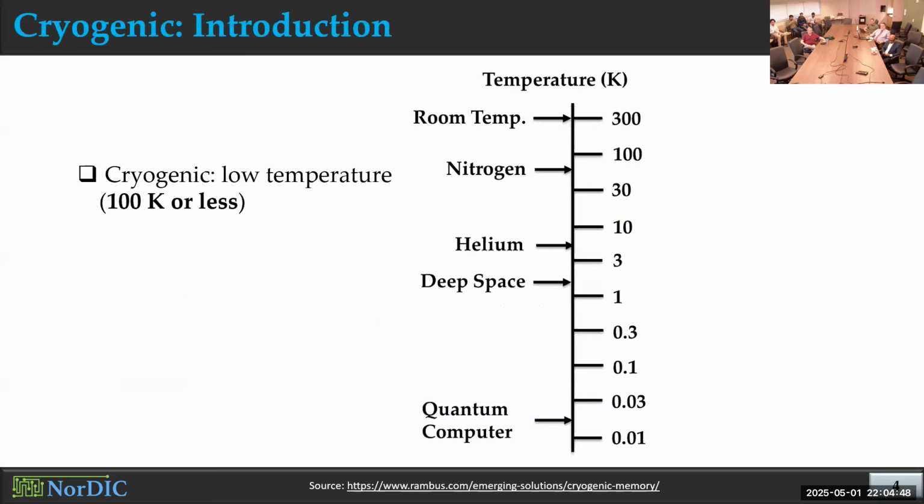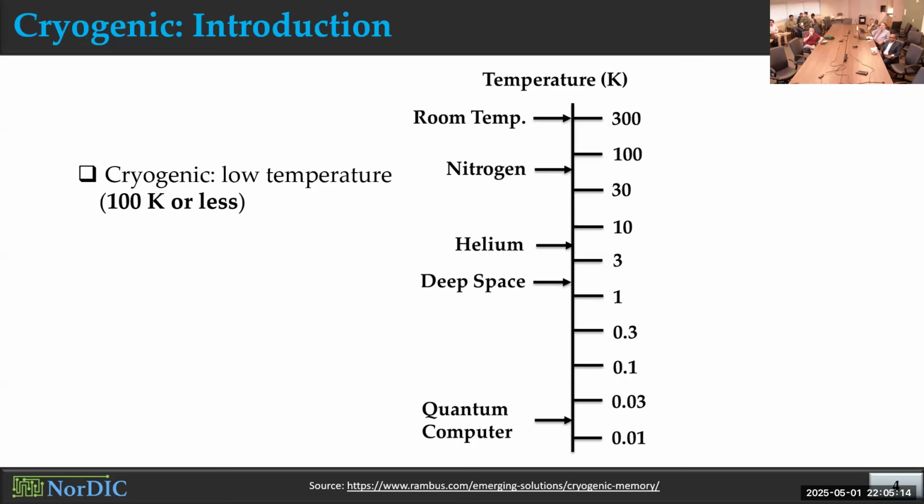But before that, I'll briefly talk about what is cryogenic. So cryogenic refers to a low temperature environment. Theoretically, any temperature below 100 Kelvin is considered as cryogenic temperature. But there are some specific temperature ranges which are mostly used for different applications. For example, we have this 77 Kelvin temperature, which can be achieved by using liquid nitrogen, and they are mostly used for cryogenic CMOS circuits and systems.